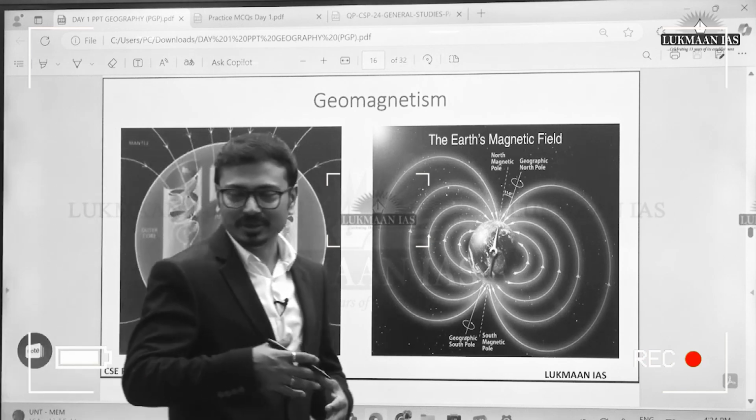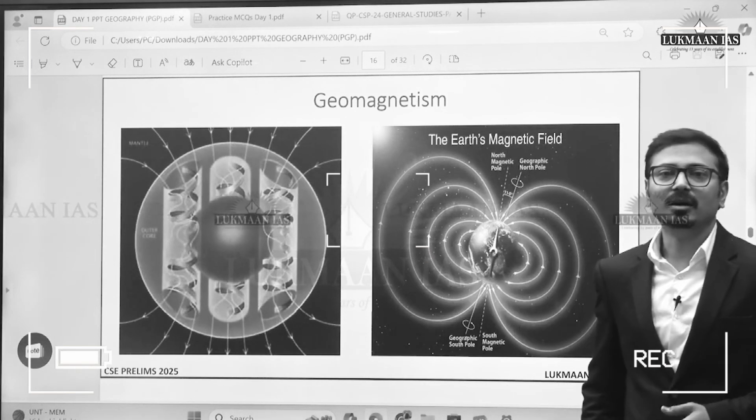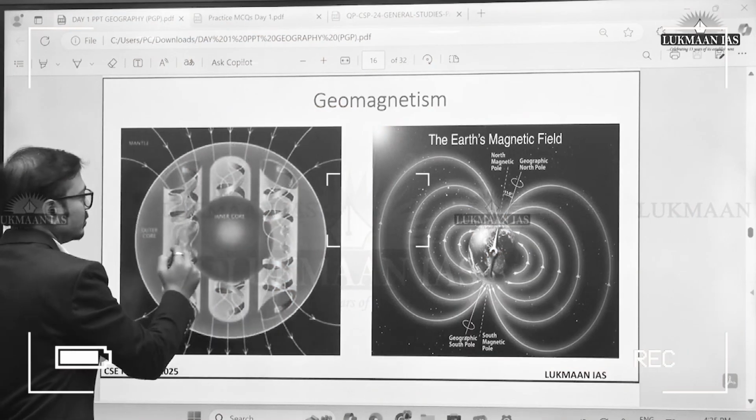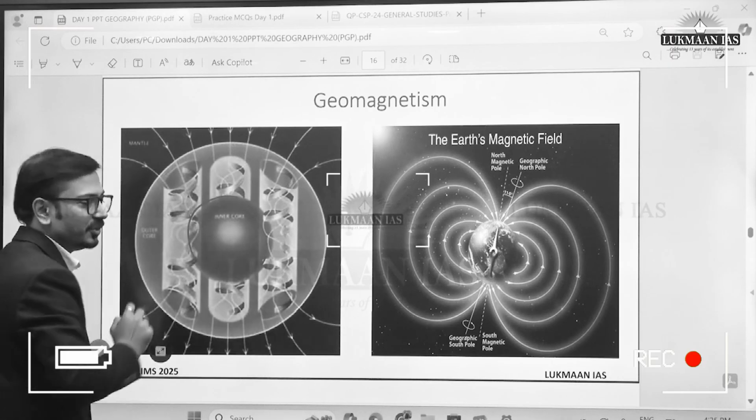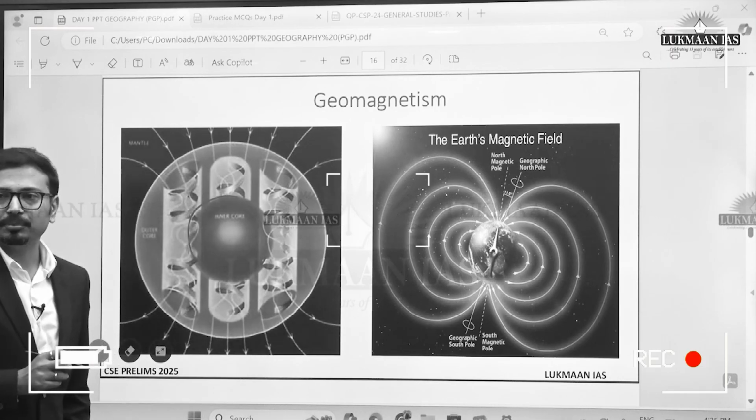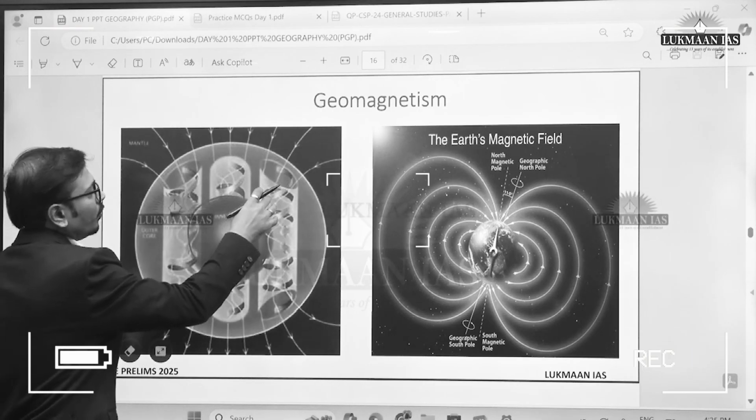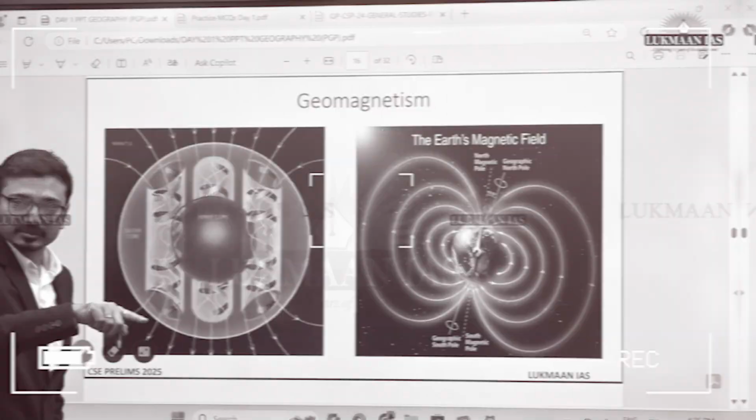So the magnetic field of the planet will be formed when these preconditions are satisfied. This is the outer core and this is the inner core. Now the outer core is in liquid form, and the iron particles in that liquid are basically moving from this boundary to this boundary because of thermal differences.